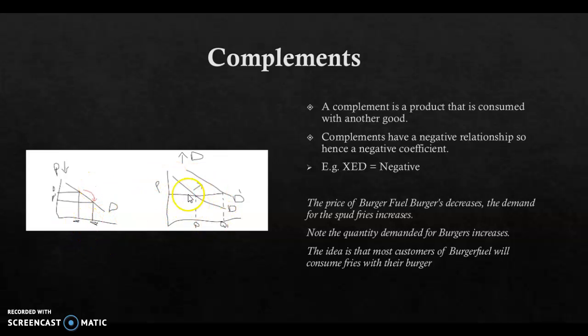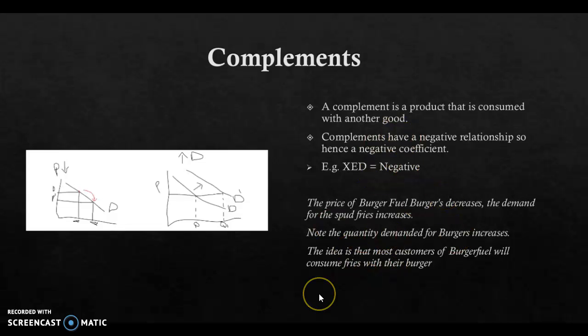But if this was the spud fries, which a lot of us like to consume with the burgers, don't judge, then we could expect the demand for the fries to increase, even though there's been no change in their price, because we consume the fries with the burger. So if we're having more burgers, we're going to have more fries. Not everybody would consume fries with burgers, but a lot of people do, and that's why you see them bundled together, like meal deals. So that's what a complement means.